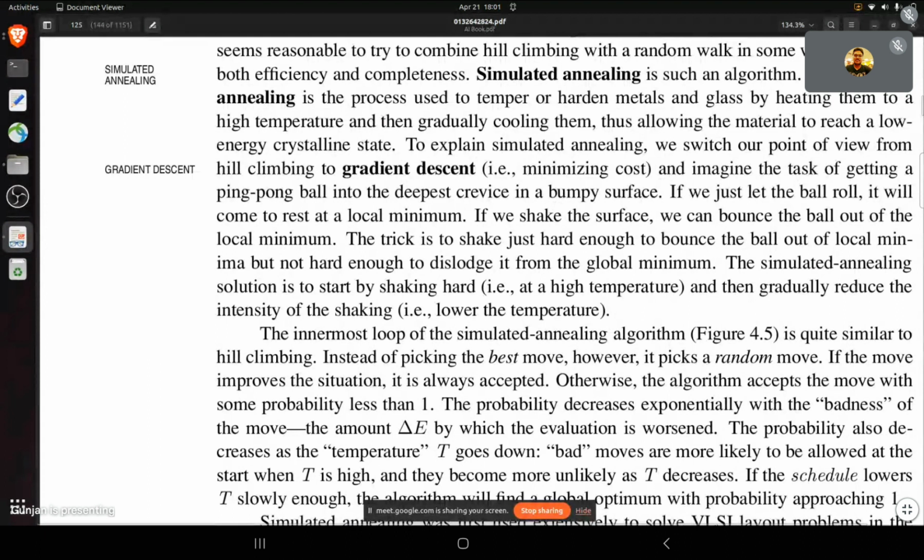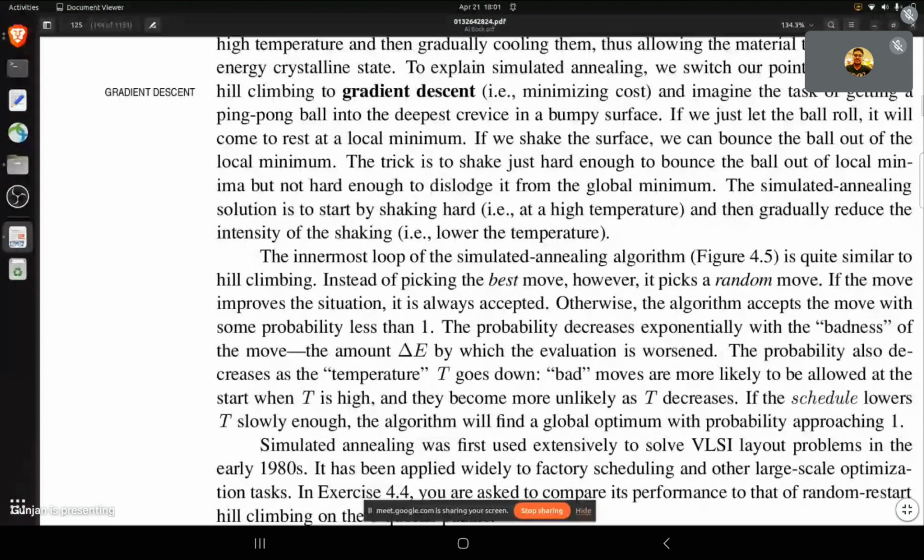in a bumpy surface. You just let the ball rest at a local minimum. If we shake the surface, we can bounce the ball out of the local minimum. The trick is to shake hard enough, and so on.